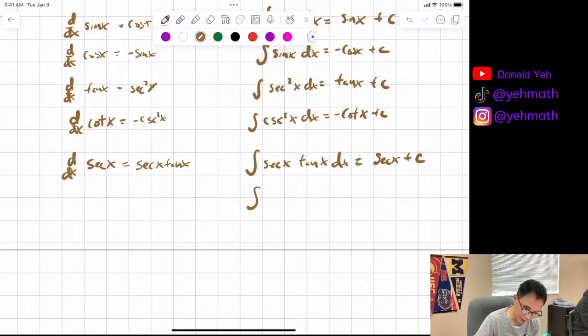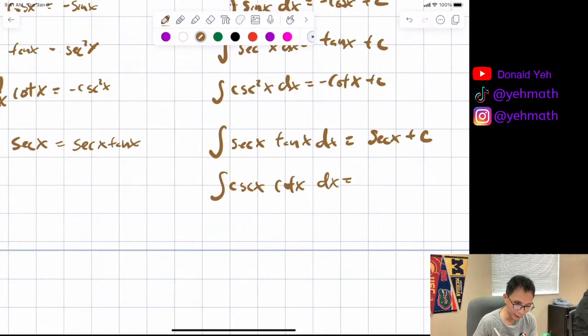Okay, so what's the last one? What's the integration of cosecant of x cotangent of x? Aiden? Negative cosecant and cotangent of x dx. If you guys don't remember, make a note card, make an index card. All these rules you need to know, derivatives and integrations.